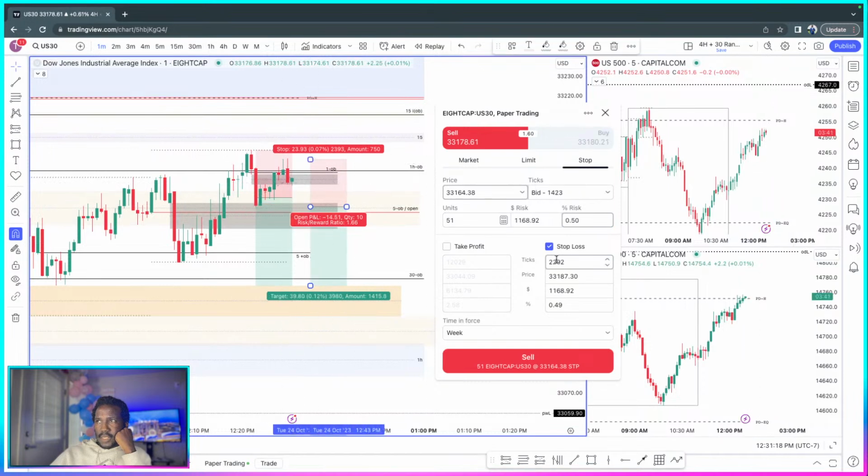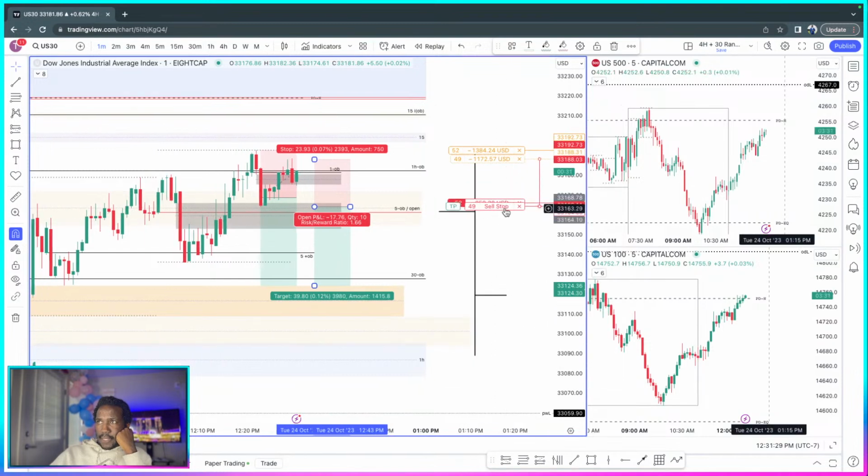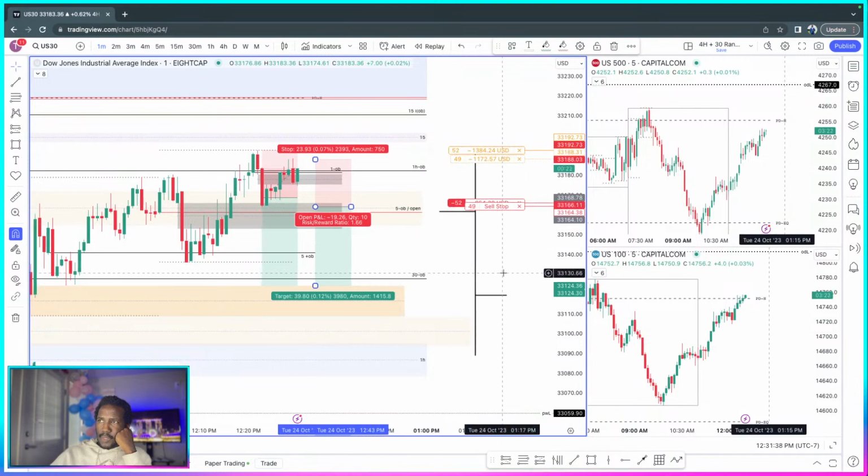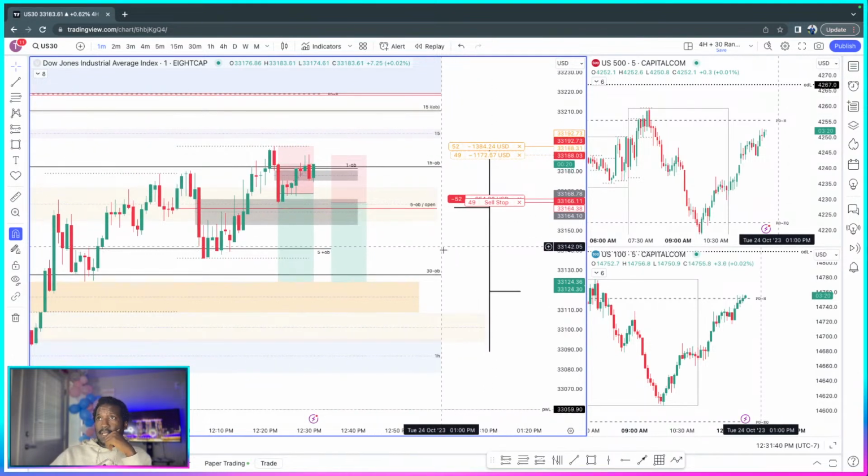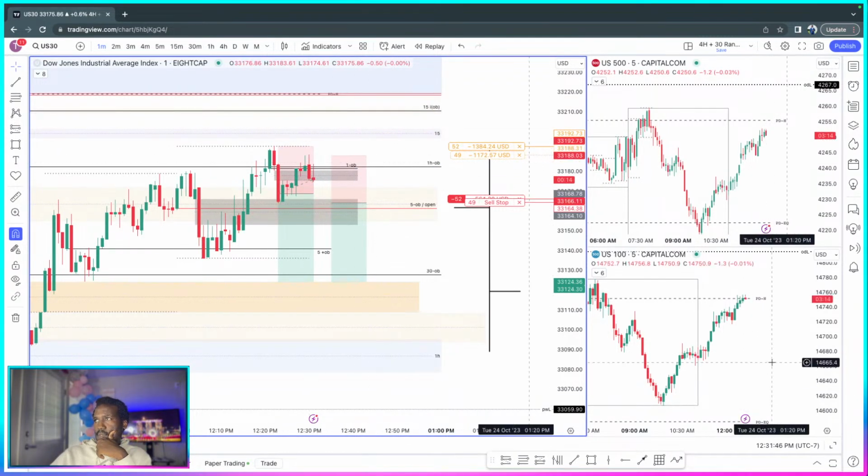So that is 23.93, and it's going to be a sell stop, not a limit, sell stop here. Just like that. Right there is going to be our second entry, and this stop loss will move down, and it's going to be one whole move to the downside. Now, if we still keep on going up, then I want to see us rush to the downside.